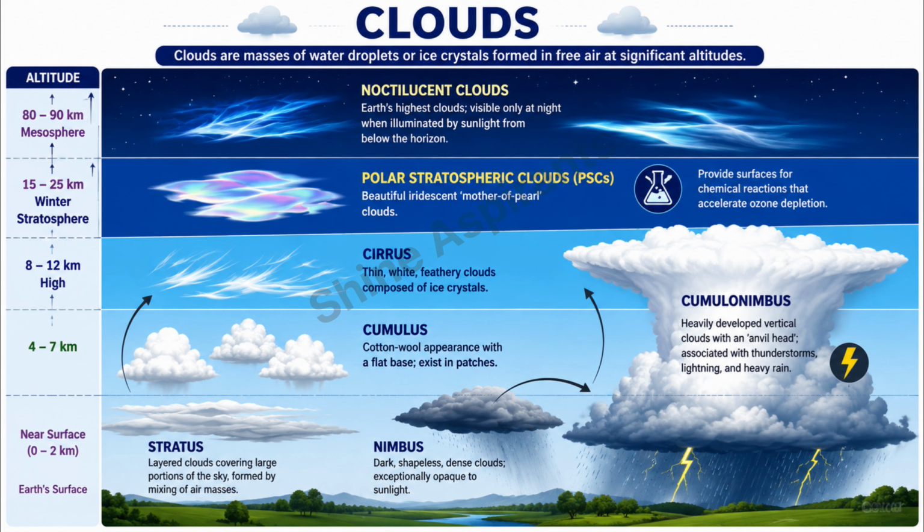Cumulus: 4 to 7 kilometers. Cotton wool appearance with a flat base. Exist in patches. Stratus: low altitude. Layered clouds covering large portions of the sky. Formed by mixing of air masses. Low, thick, high albedo, cooling effect. Nimbus: dark, shapeless, dense clouds. Exceptionally opaque to sunlight. Rain-bearing clouds. Precipitation.